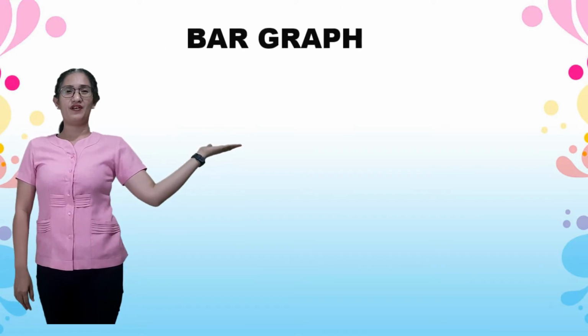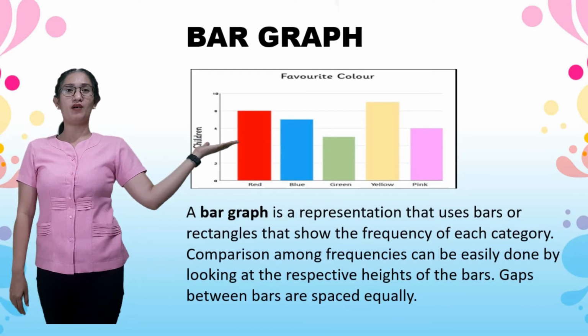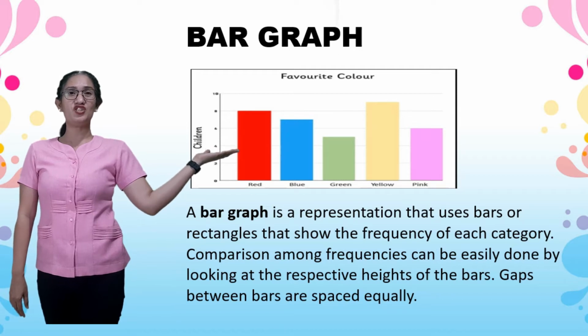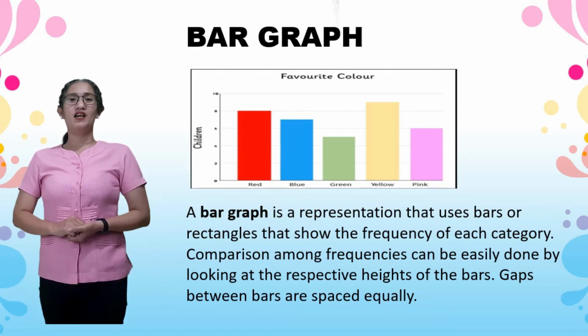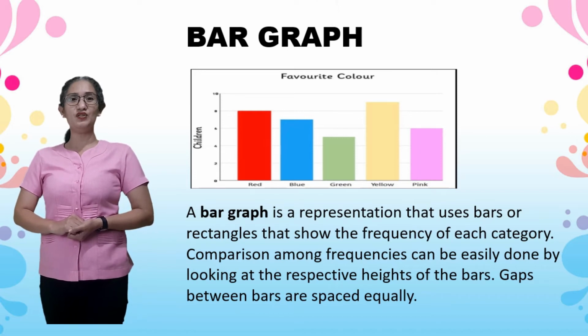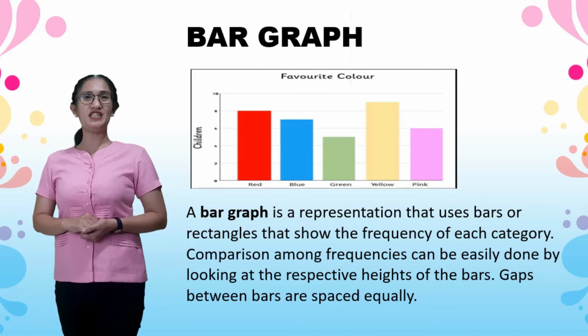Bar graph. A bar graph is a representation that uses bars or rectangles that show the frequency of each category. Comparison among frequencies can be easily done by looking at the respective heights of the bars. Gaps between bars are spaced equally.